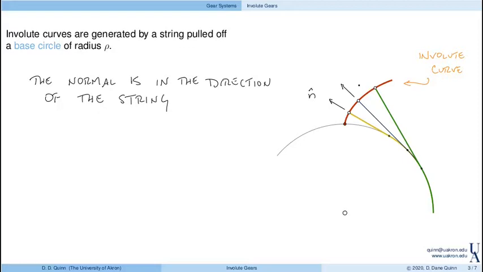So in particular, if I look at this final configuration, this vector from say O to maybe C, where the string is tangent, is going to have length rho, because that's the radius of the circle, and it's going to be in this tangent direction. And then the contact force will be in the normal direction.